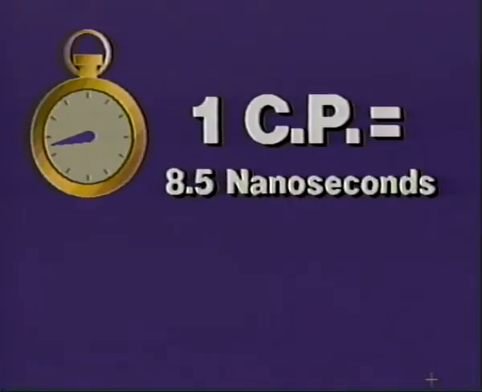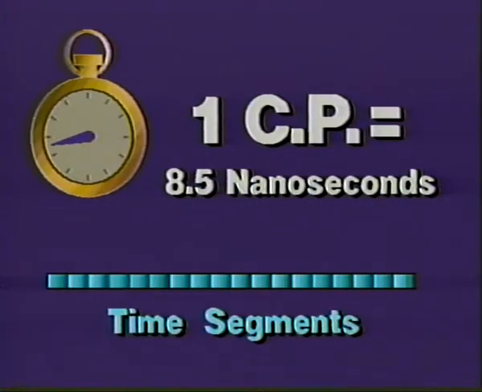A clock period in the XMP is normally 8.5 nanoseconds. Earlier models in the 14SE model can have clock periods of up to 10 nanoseconds. A clock period can be divided into 18 logic time segments. These time segments are numbered 0 through 17.